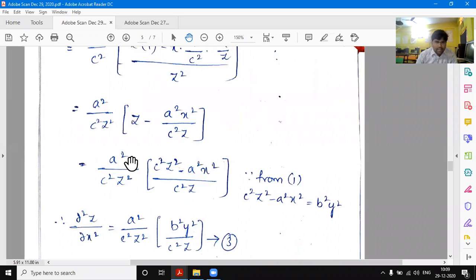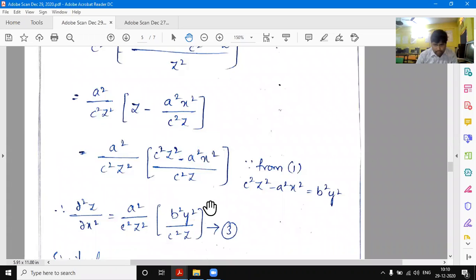So a square by c square z square into, if you multiply these two, we have to take the LCM here. So c square z as the LCM. We have to multiply this term to this one. So then what happens? That is c square z square minus a square x square by c square z.